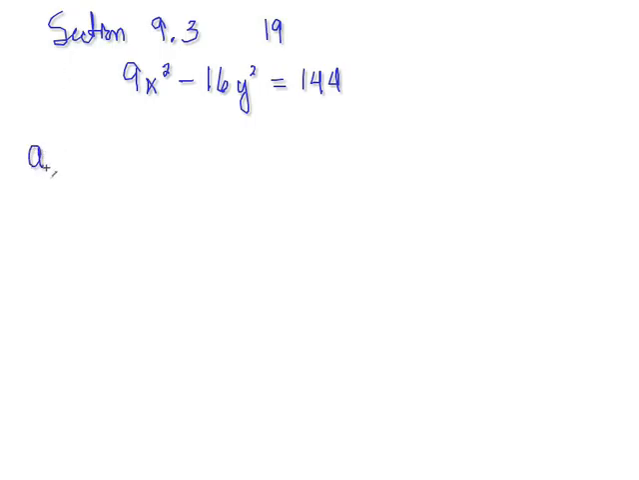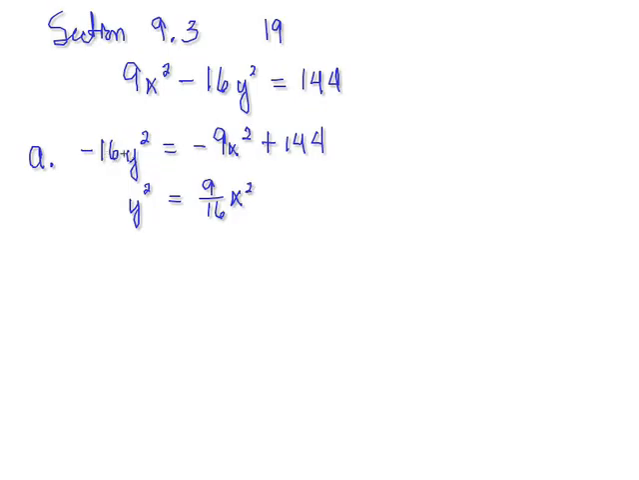Let's see here. We're going to take negative 16y squared equals negative 9x squared plus 144. We're going to divide everything by negative 16. We get y squared is equal to 9/16 x squared, it'll become positive because two negatives become positive, minus, and then 144 divided by negative 16 is going to be 9. So minus 9.